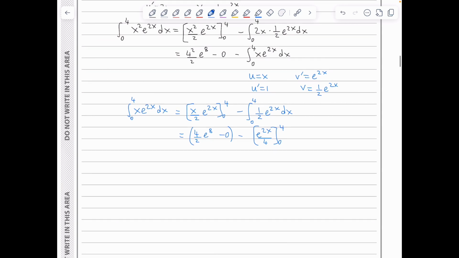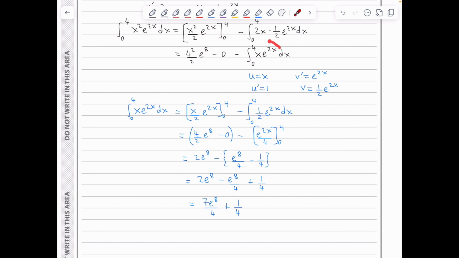So we are looking at 2e to the power of 8 minus e to the 8 over 4. And if I substitute the lower limit of 0, e to the 0 is 1. So we're looking at minus 1 over 4, which leads to 2e to the power of 8 minus e to the power of 8 over 4 plus a quarter, simplifying to 7e to the power of 8 over 4 plus 1 over 4. And now it's the time to put everything together.